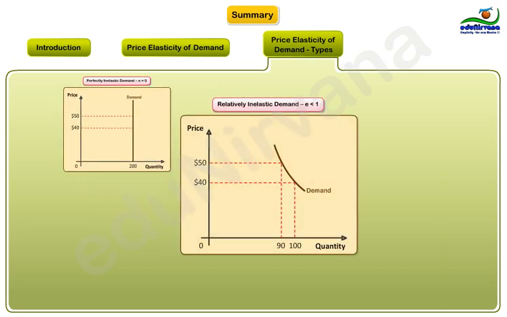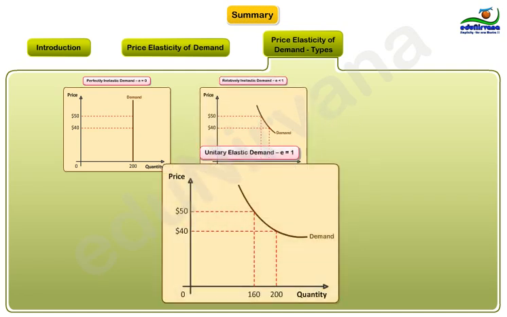Relatively inelastic demand, E less than 1. This is the case when an X percentage change in price leads to a lesser X percentage change in the quantity demanded. Unitary elastic demand, E is equal to 1. This is the case when an X percentage change in price leads to exactly X percentage change in the quantity demanded.